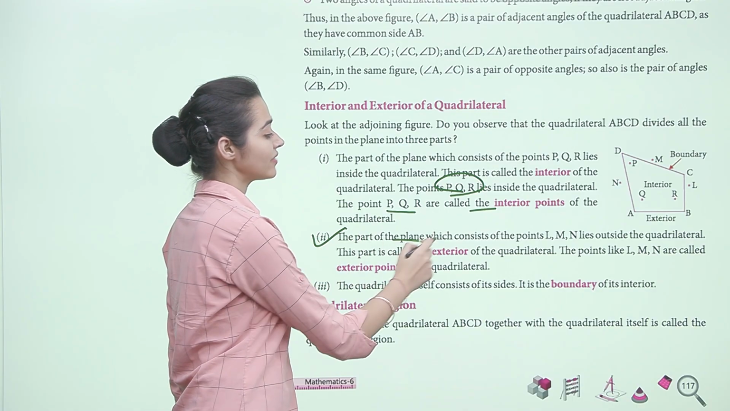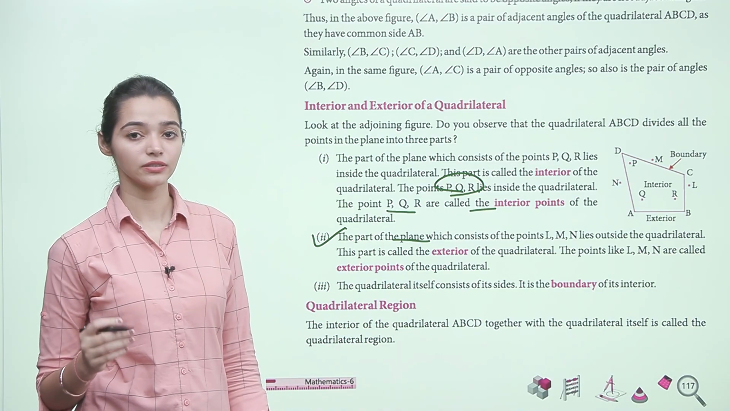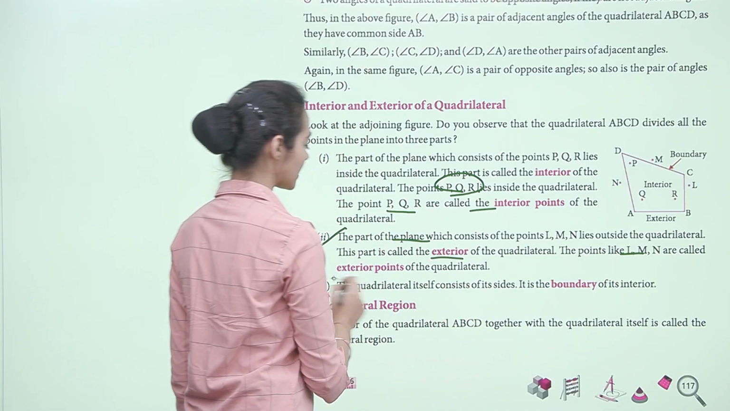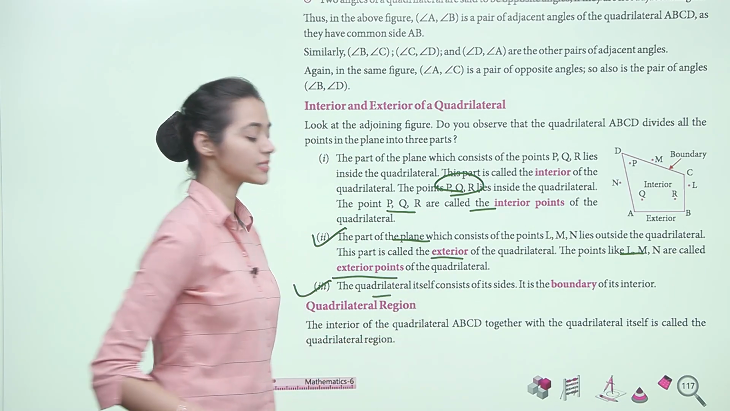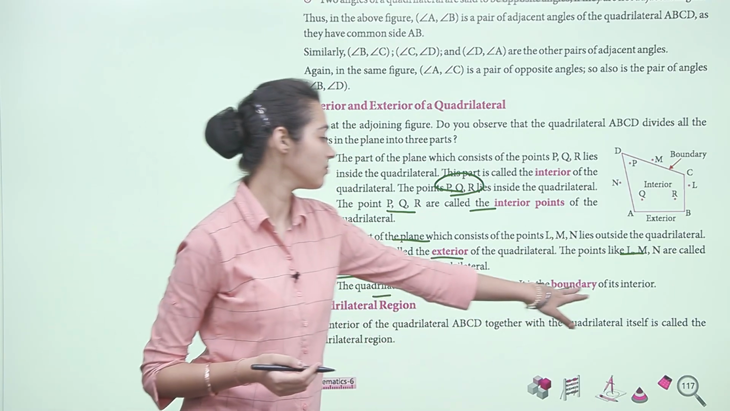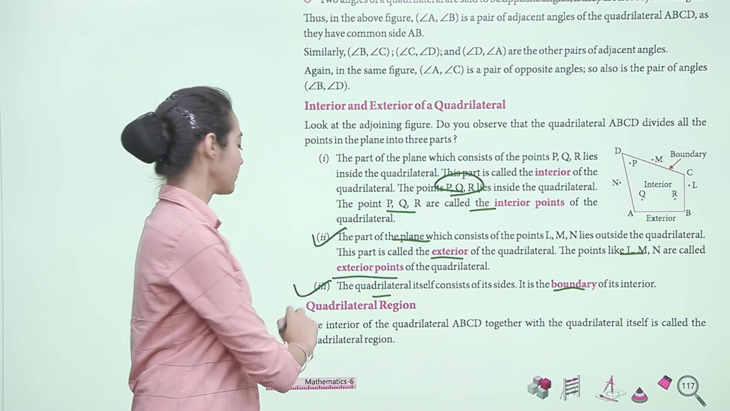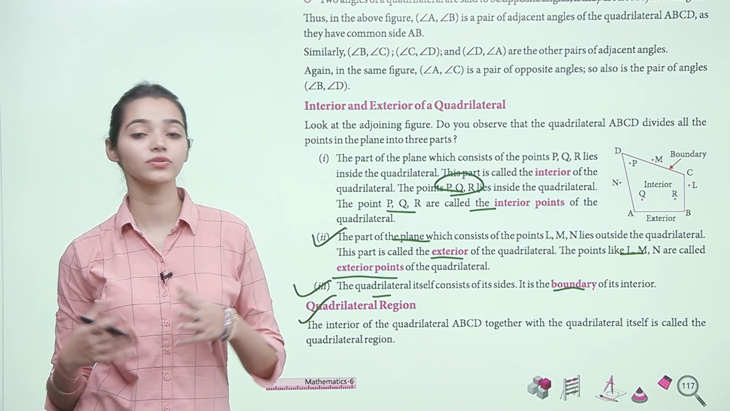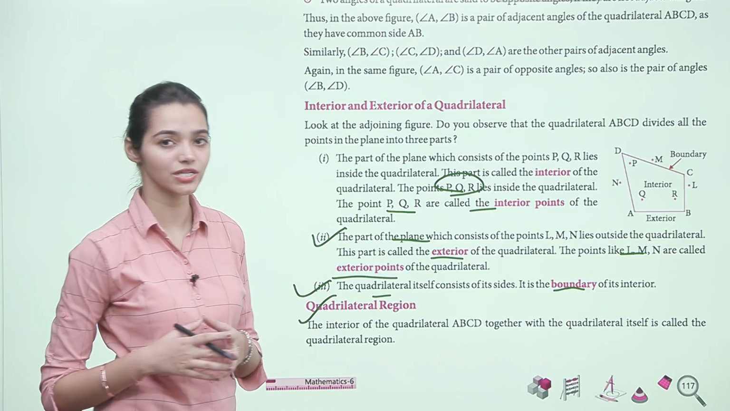Now the part of the plane which consists of L, M, N outside the quadrilateral is called the exterior, and points L, M, N are exterior points. Now the quadrilateral itself consists of its sides, and that is called the boundary of its interior. Next is our quadrilateral region. The interior of the quadrilateral ABCD together with the quadrilateral itself is called the quadrilateral region.